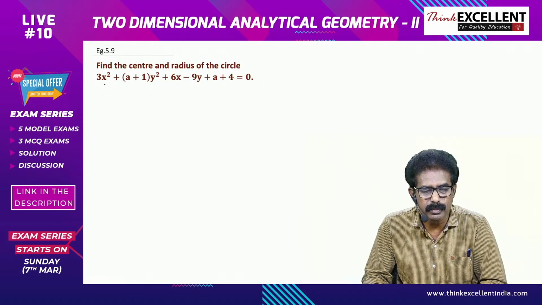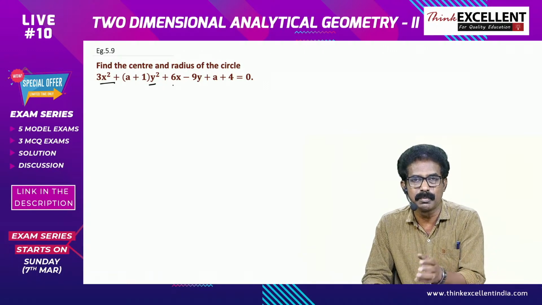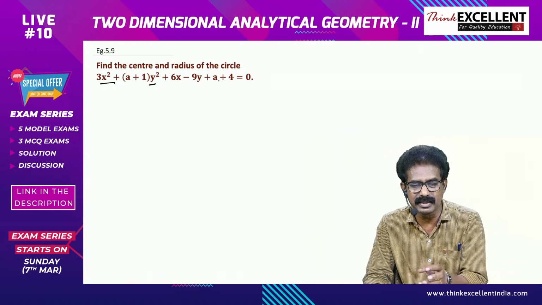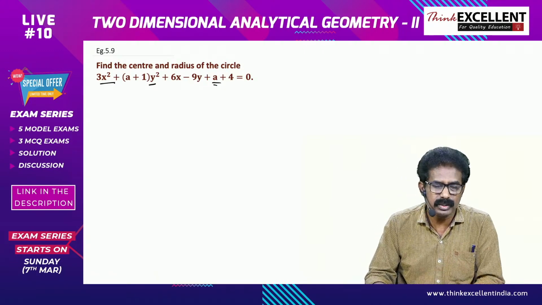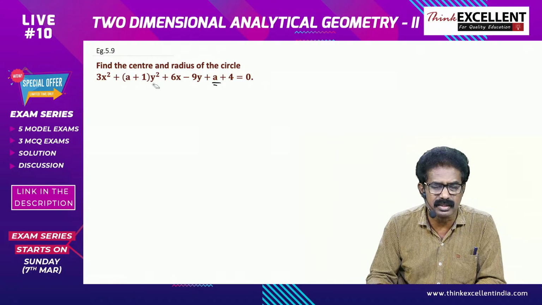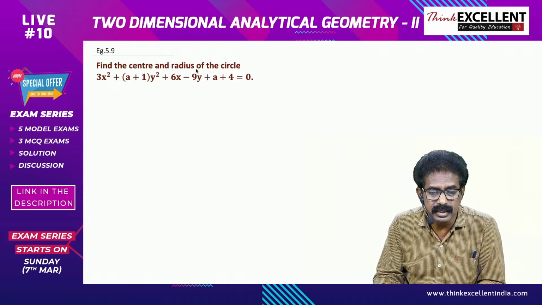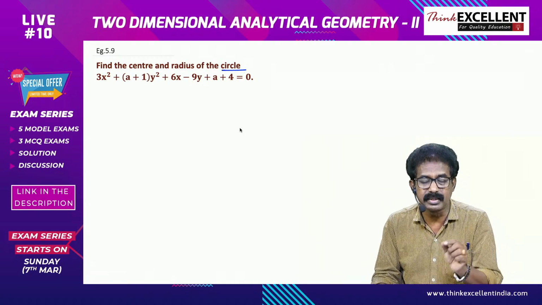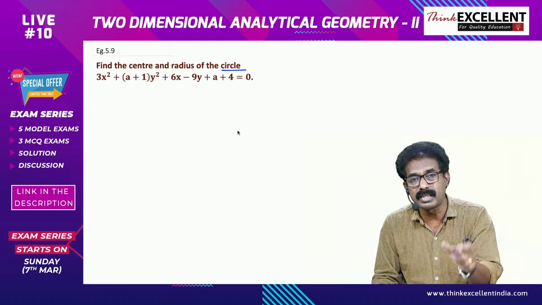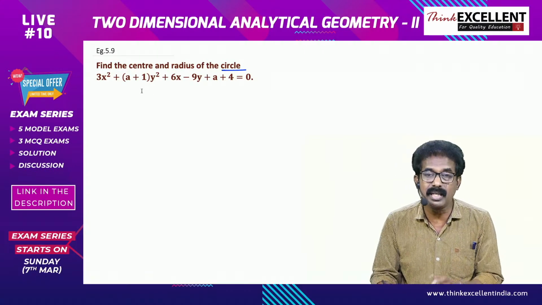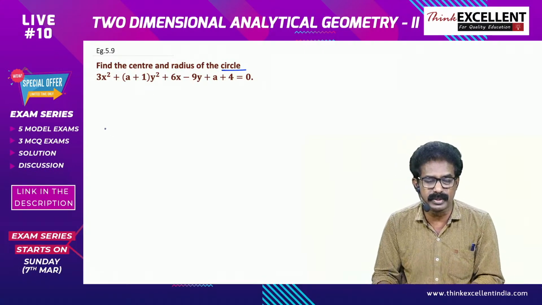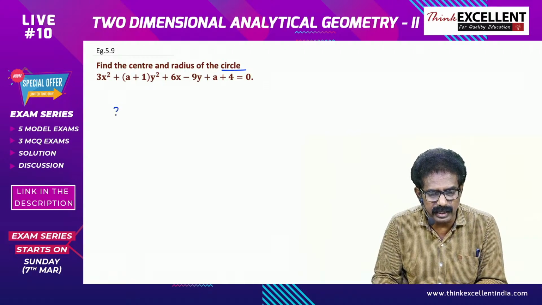Because some of us may think, okay, here x square, here y square, we want only g, f, right? Minus g, minus f, center, radius. No, some unknowns are there, right? We need the a value. So first you find the a value. Whether they ask or not, you have to find the a value. It is a circle. Find the center and radius of the circle. What is given here? The equation of a circle. For a circle, the x square and y square coefficients must be the same. So a3 is equal to the x square coefficient, equal to the y square coefficient, a plus 1.